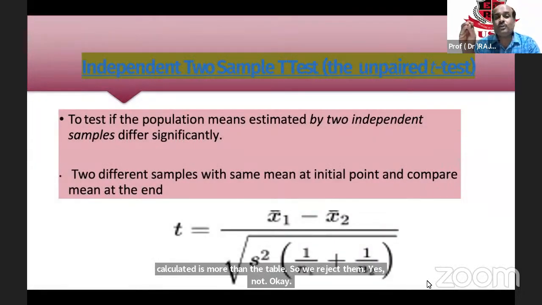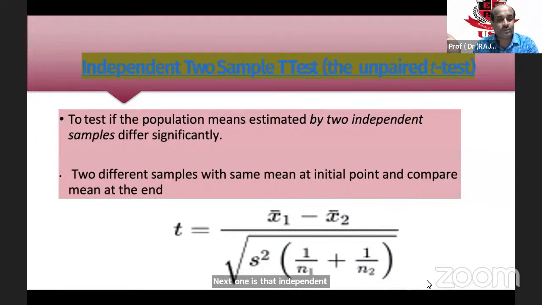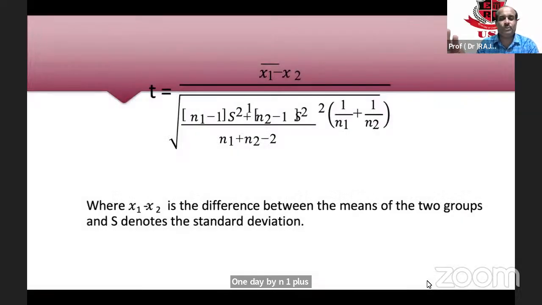Next one is the independent two sample t-test, which is different from the paired t-test. You use it if you want to test whether the population means estimated by two independent samples differ significantly. Two different samples are compared. t equals x1 bar minus x2 bar divided by the square root of s squared into 1 divided by n1 plus 1 divided by n2. This is the formula. Here x1 minus x2 is the difference between the means of the two groups, and s is the standard deviation.